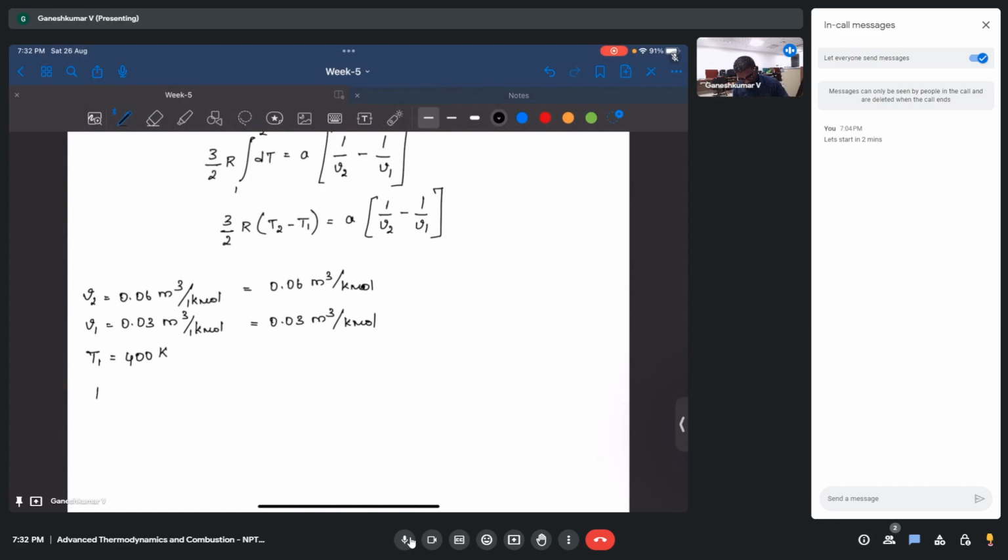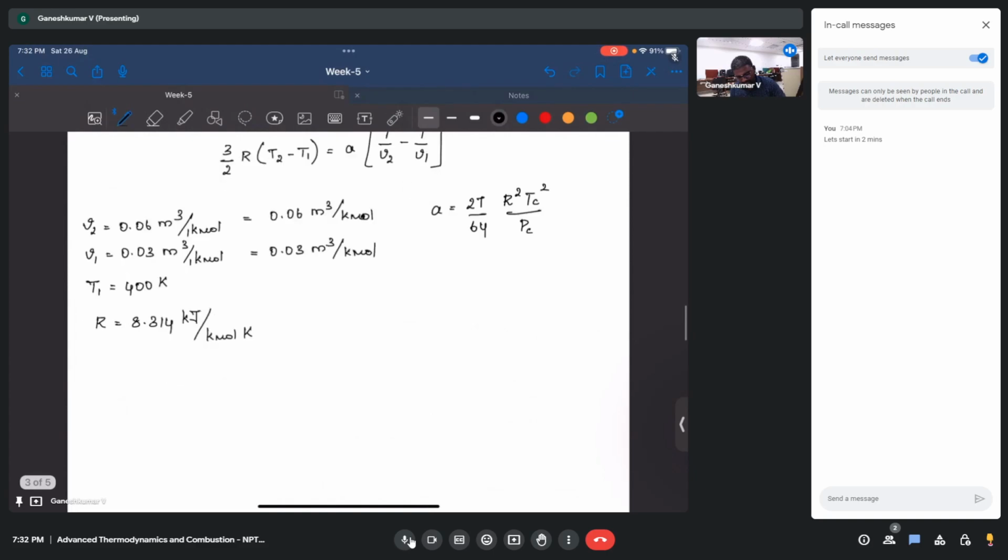And what do we know? We know R is going to be 8.314, the universal gas constant, in joules per mole Kelvin, or kilojoules per kilomole Kelvin; both are fine. Now we need to find A. A is going to be 27 by 64 R square Tc square divided by Pc.